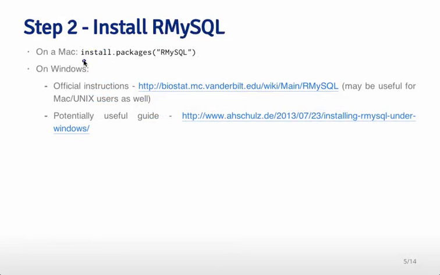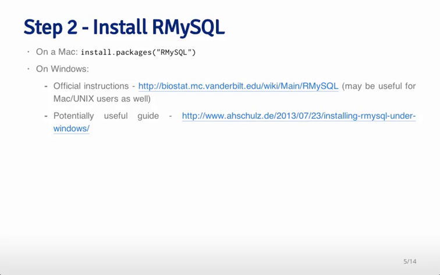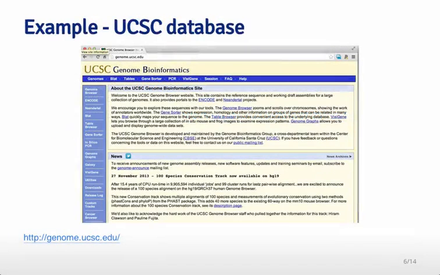On a Mac, you can just do install.packages("RMySQL"). For Windows, it's a little bit more complicated because of the way that the database drivers need to be set up and so forth. You can see the official instructions on this website, and this guide I found to be quite a bit more intuitive and useful. So if you are having a little bit of trouble getting it installed on Windows, that might be a good place to go. If you have more trouble, please go to the forums and ask questions.